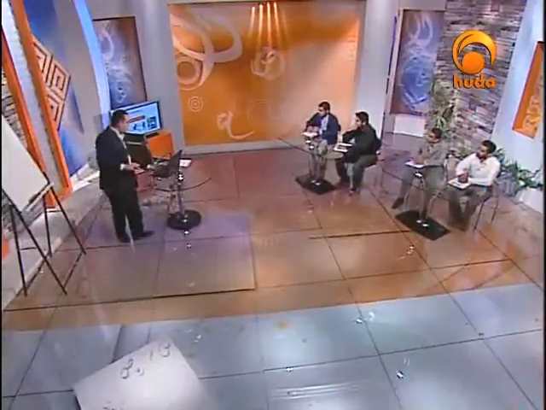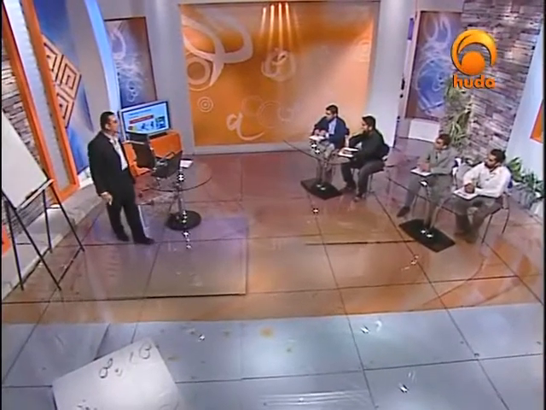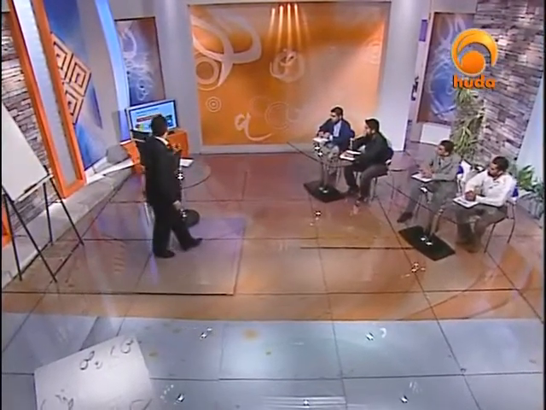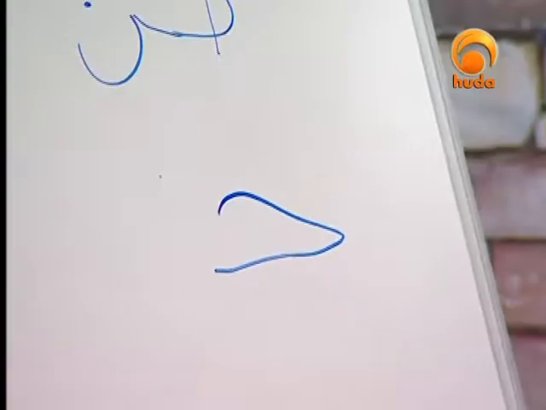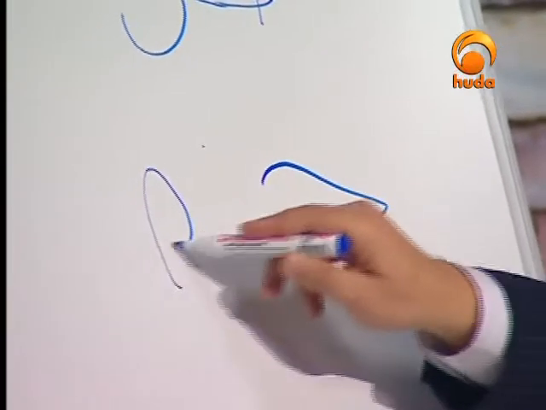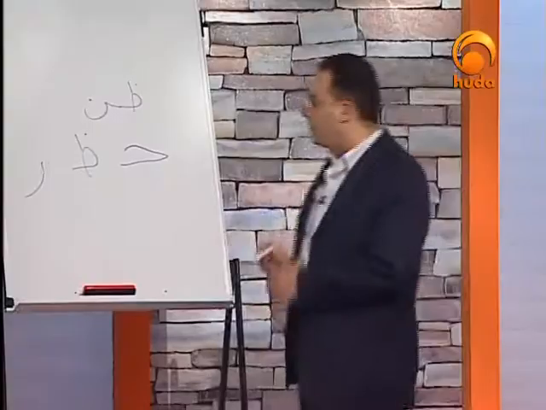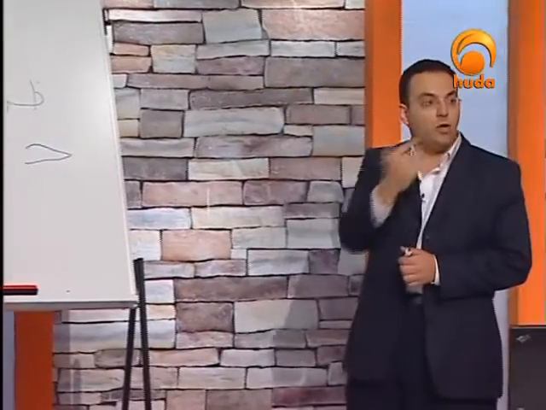Now, when it comes to the medial position, it always comes connected. Can you see the slide here? Like hadr. How many letters do we have in such a word? Hadr? We have three, exactly. So let me start here once again. We have ha. You still remember ha? Okay, and then we have dha, and then we have ra. So I would like to combine all of them together. Please follow me in writing this.